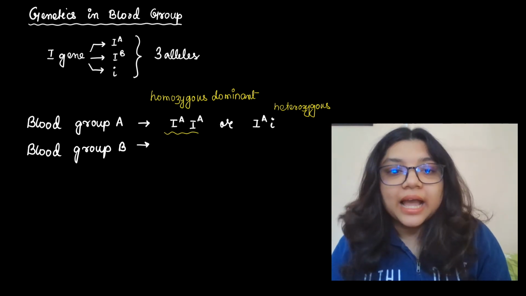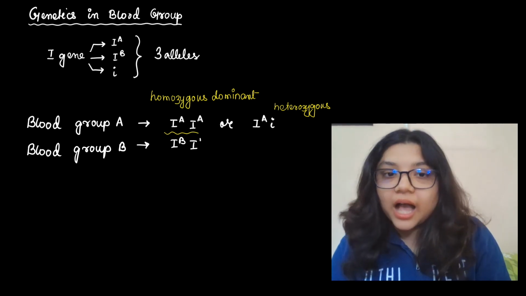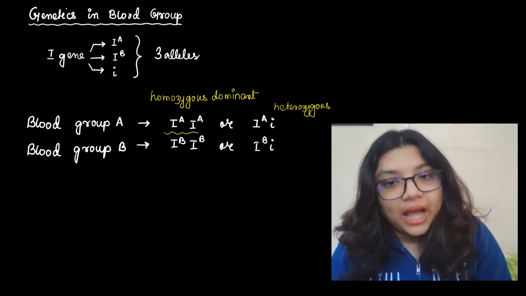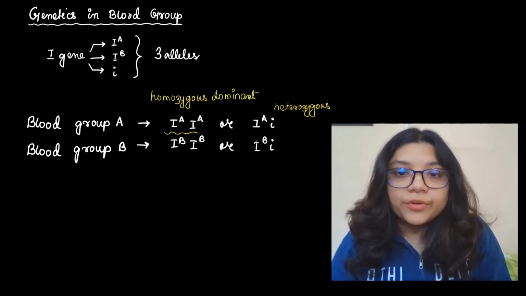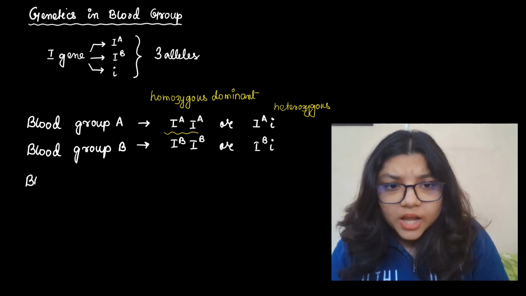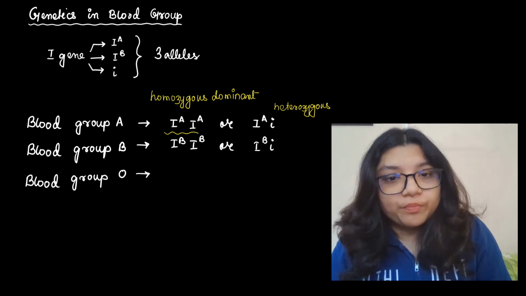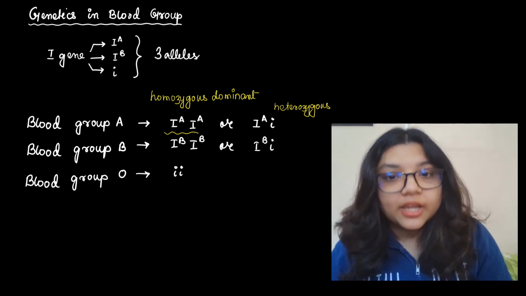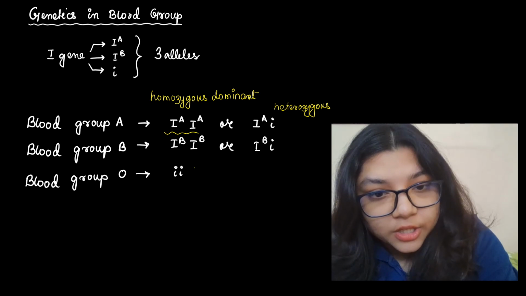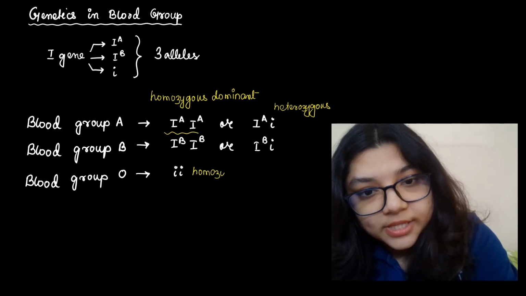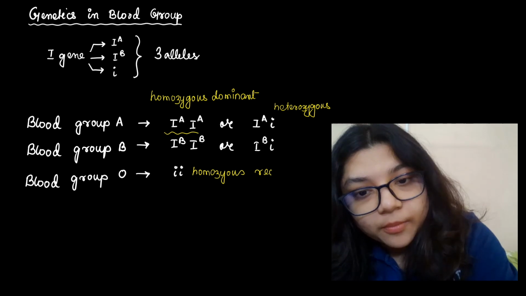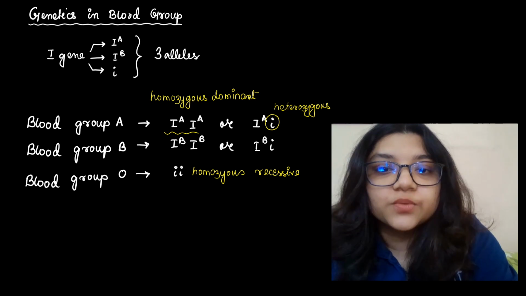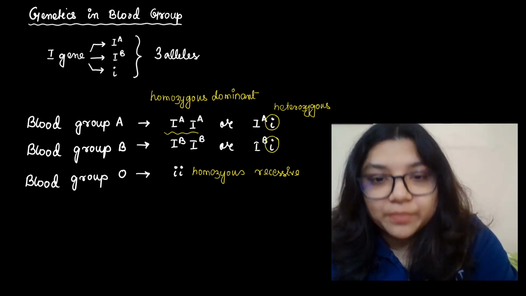Now, this person can have the combination IB, IB or can have the combination IB with small i. Same thing, IB, IB is homozygous dominant, IB small i is heterozygous. Now take blood group O. In this case, the only chance is small i, small i. So you will call it homozygous because both are the same, but recessive. Why recessive? Because when small i was present otherwise with A or with B, it could not express itself.